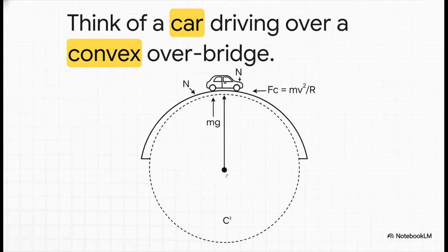And hey, here's a great example you've probably experienced. You know when you drive over a little humpback bridge? For that split second, your car is actually tracing the very top of a vertical circle.